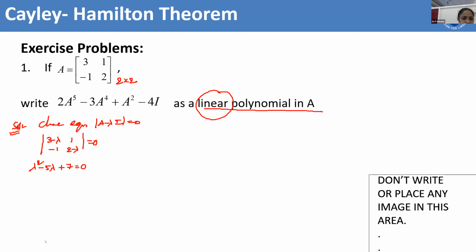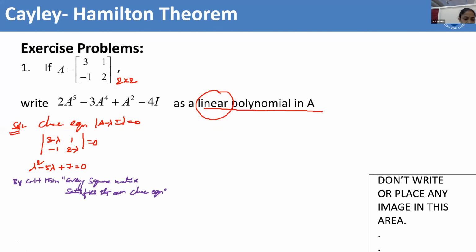So by Cayley-Hamilton theorem, what is the statement? Here you need to write the statement: every square matrix satisfies its own characteristic equation. So this is the statement for the Cayley-Hamilton theorem.